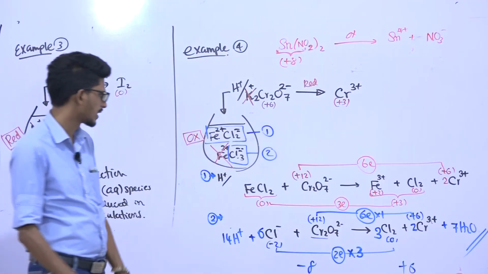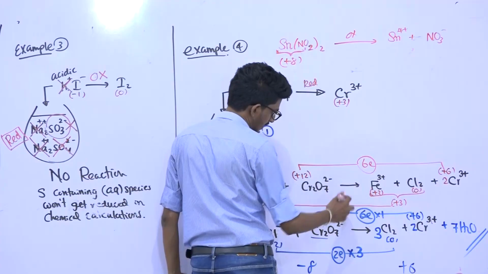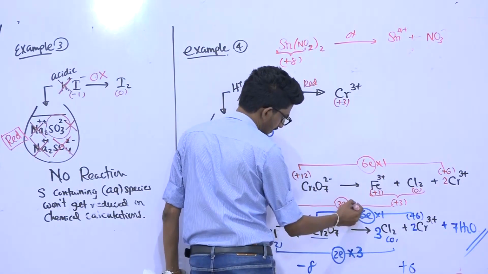Are very easy here. So this is 1. So the least common multiple is 6, right? So we need to multiply this thing by 1 and this thing by 2.